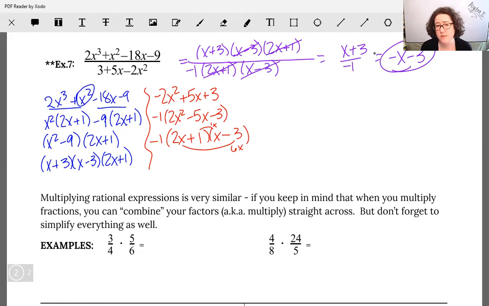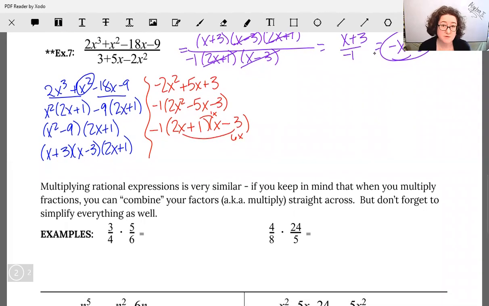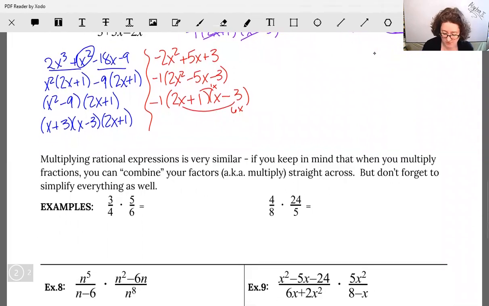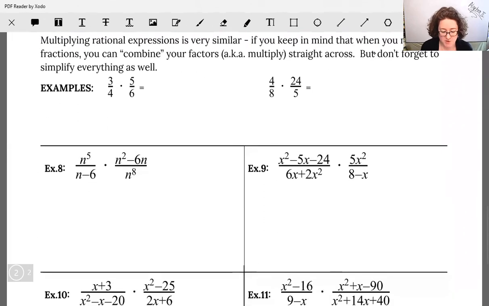You probably will not see one that difficult on your test, but just in case, you know all the techniques that you need for this. Okay, so multiplying rationals, just a real quick reminder of how we did this with fractions, and then we just apply the same principle to polynomial expressions.